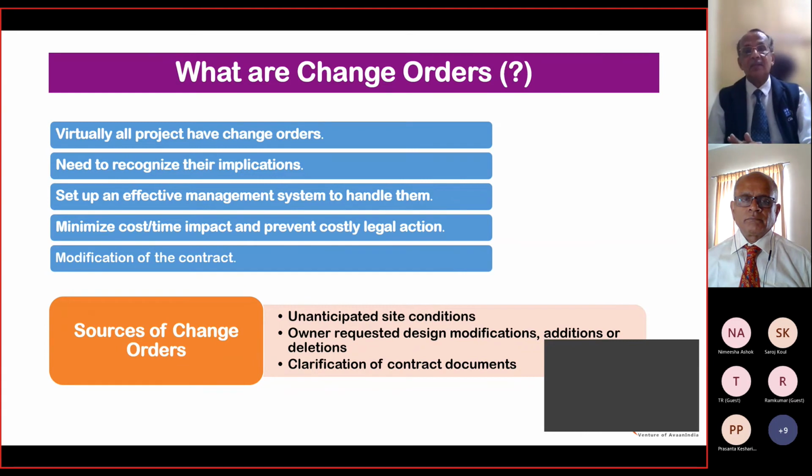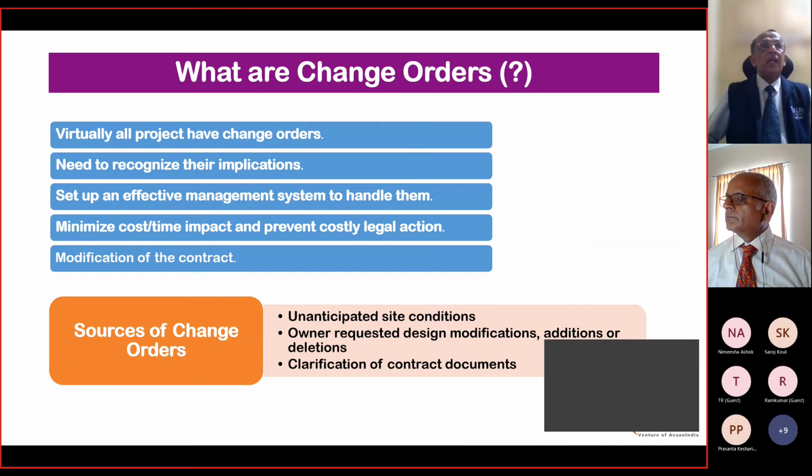Sources of change orders. Unanticipated site conditions, which is a common thing. Owner-requested design modifications, additions or deletions. See, in a purchase order, just for information, once a purchase order has been issued, most of the owners or vendors would accommodate a maximum of 2 changes, not more than that. It again depends on the company. Normally 2 design changes is the maximum they would accommodate within the first 1 year.